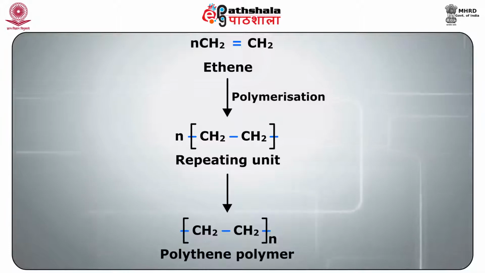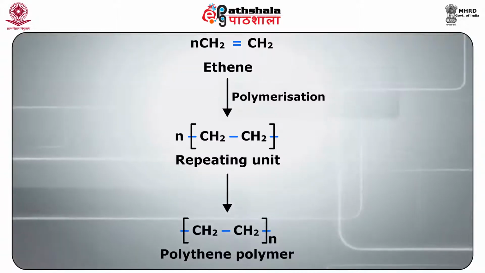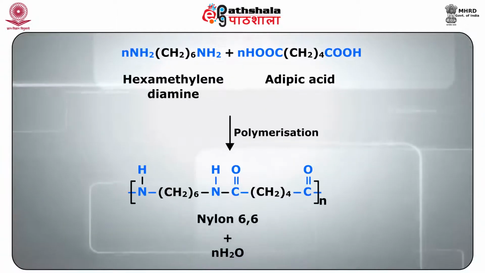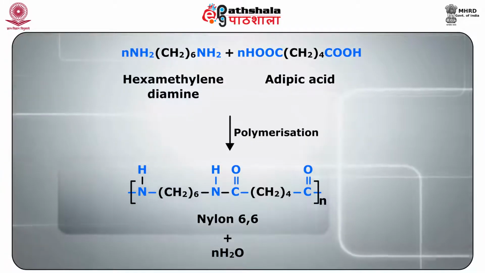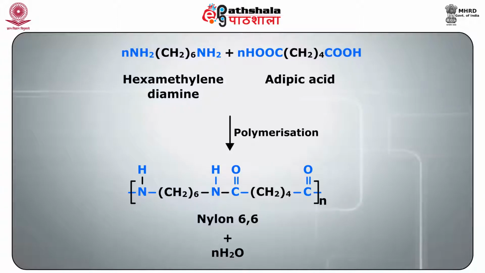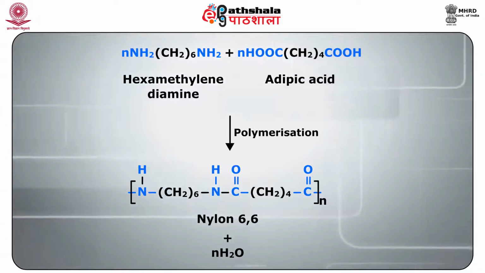For example, we can see ethene polymerizes to give a repeating unit, which further gives the polyethene polymer. Similarly, we have another example of hexamethylene diamine combining with adipic acid, which on polymerization gives nylon 6,6 plus n times water. Polymers combine the characteristics of both solids and liquids, as they exhibit elasticity like solids and viscous behavior like liquids. Hence, polymers in solutions have unique viscoelastic, diffusion and colligative properties.